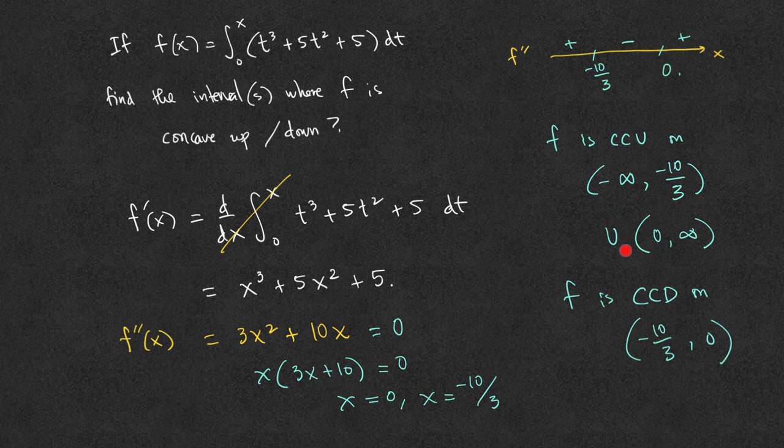This is a union symbol, even though we read it as an and, but it's actually or. Negative infinity to negative 10 over 3, this interval or this interval, although we would need to state both. That's why we read it as an and, but this is or union notation.